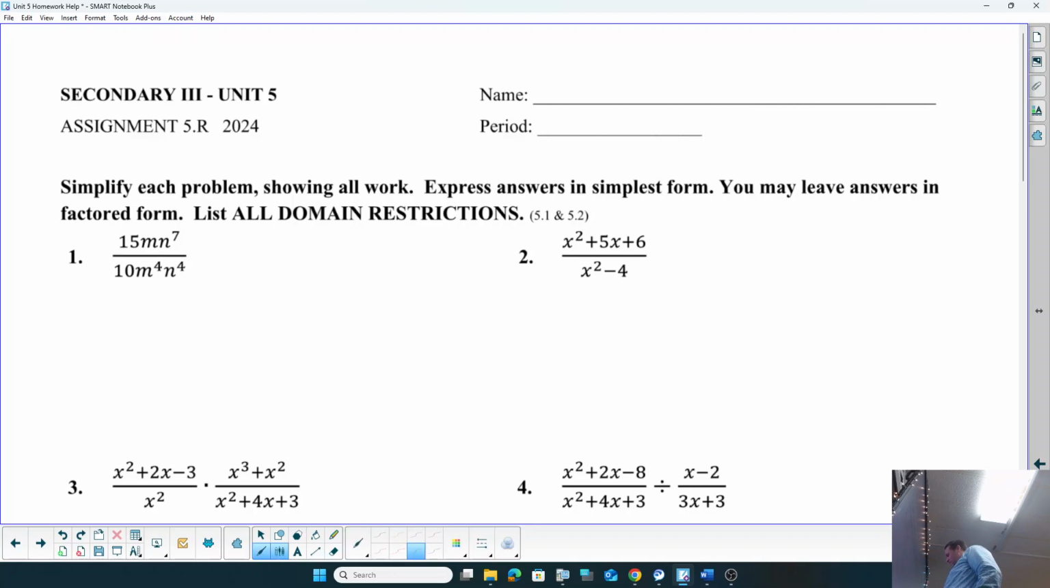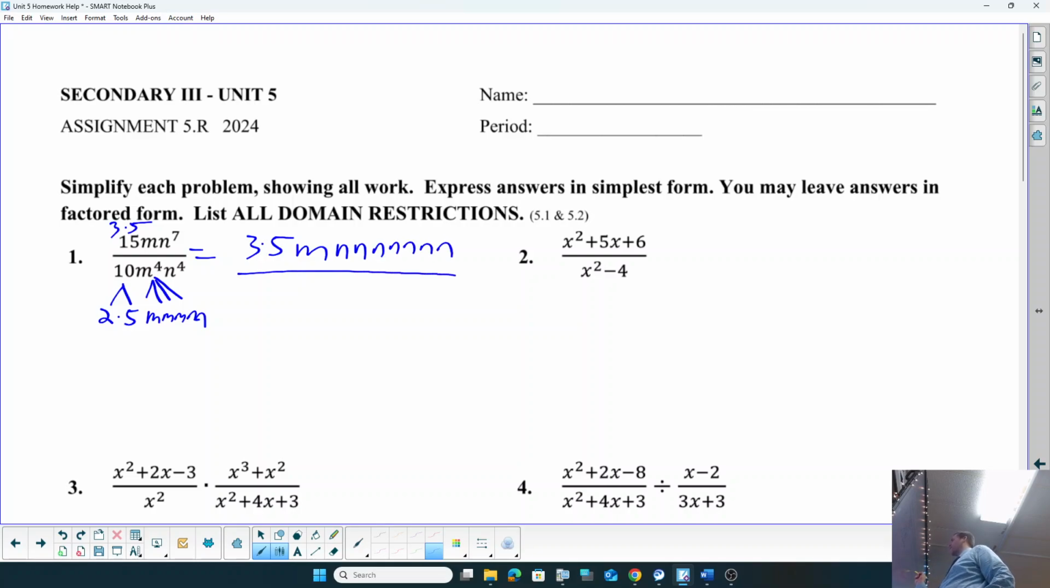If I was you, I'd go ahead and break it down as small as possible, right? Because 10 breaks down into 2 times 5, and m to the 4th power, there's 4 of them. And 15 breaks down into 3 times 5. Let's write it all out and cancel stuff, right? Do that on the test. So 3 times 5 is 15. We have 1 m, and we have 7 m's, all divided by 2 times 5, right? 2 times 5 is 10.